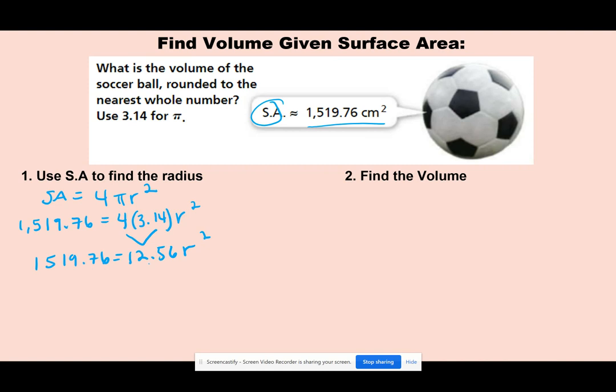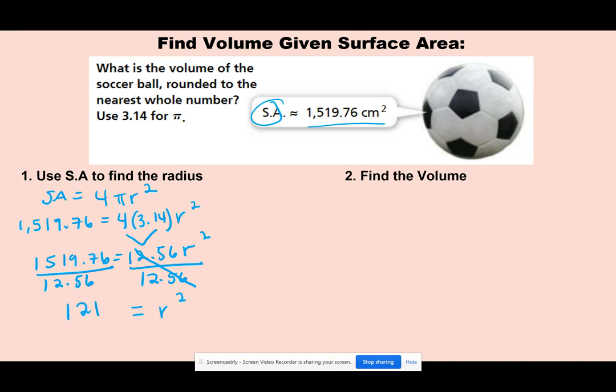Now, looking at this, how is the 12.56 connected to the r squared? How are they attached right now? Right now they're being multiplied, so I have to do the inverse operation. I need to divide both sides by what I want to go away, because I want this to cancel out so r squared is by itself. Get out that calculator and type in 1,519.76 divided by 12.56, and we should get 121.